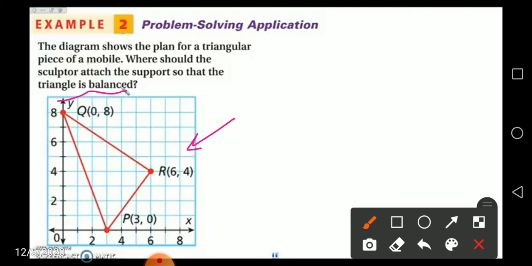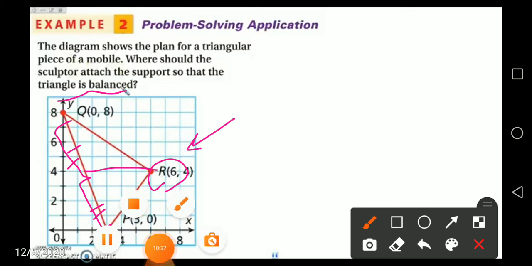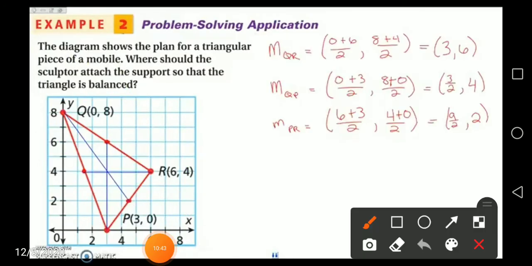A median is when we have a vertex and I want to draw a segment to have equal parts. So how can I know it? It has a very small rule and it's not complicated at all. The rule of the midpoint. So if I want to know the midpoint of the segment or side QR, I'm going to take 0 plus 6 all over 2, and 8 plus 4 all over 2.